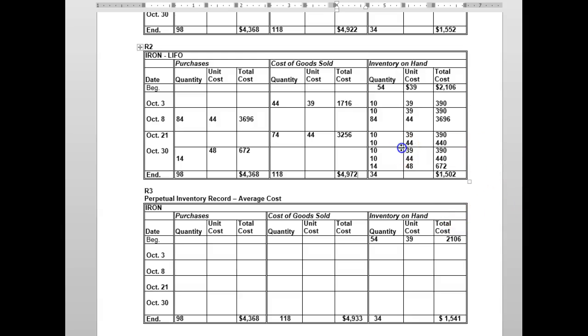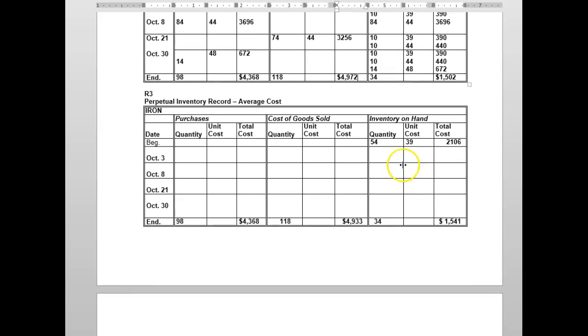Now we have LIFO in hand. Let's look at average cost, because that one's a little more nuanced. So you still have 54.39 to 21.60 as the cost. Now you sell 44. It's just like the other one at 39, and it's 17.16. That means we have 10, just like the other one starts out, but then it gets dicey. 39 and 3.90.